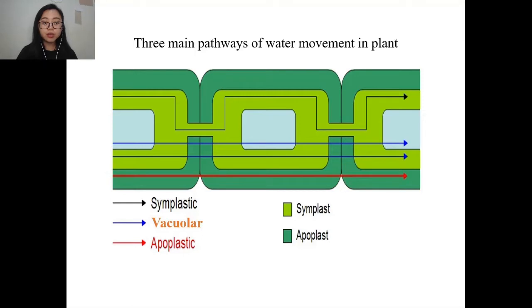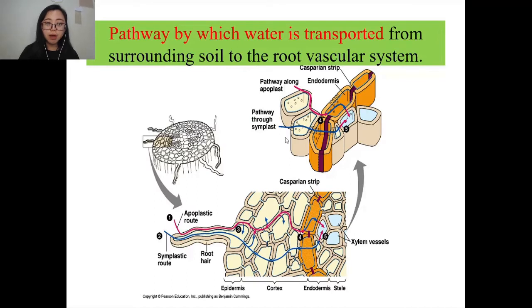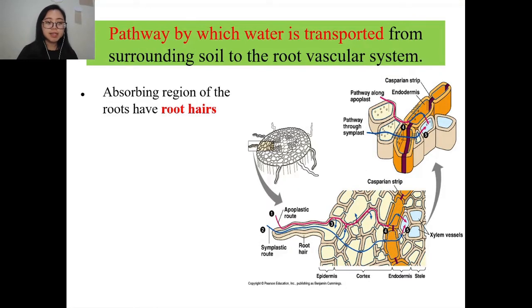Alright, now that we know the three main pathways of water movement in plants, we can then learn about the pathway by which water is transported from the surrounding soil to the root vascular system. Dalam erti kata lain, kita boleh tengok macam mana air bergerak daripada tanah masuk ke dalam xylem. And we will be using this diagram as a reference and also for you to learn. We'll start by saying that the absorbing region of the roots will have root hairs. Part akar yang berfungsi untuk menyerap air, dia akan ada root hair, which is distinct.